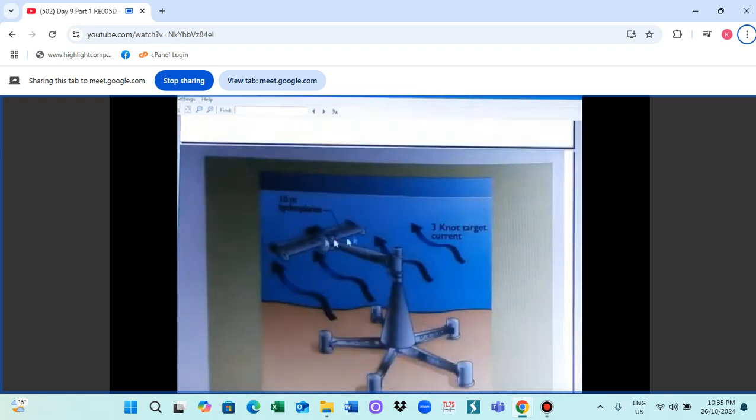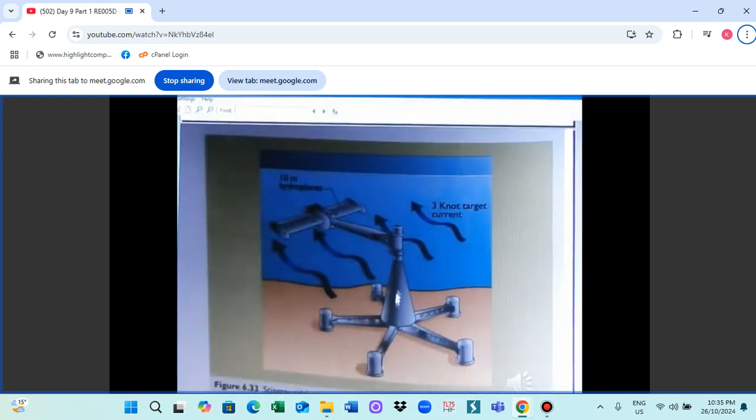In the meantime, we also construct like this. So, this is a turbine. When the tidal waves are passing through, this one will rotate and produce the electricity.